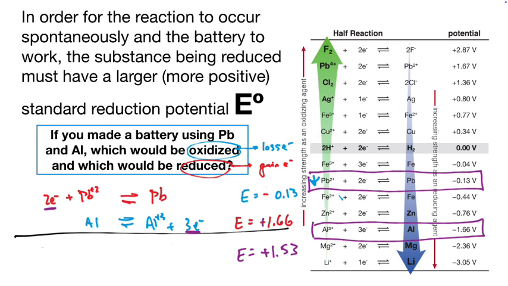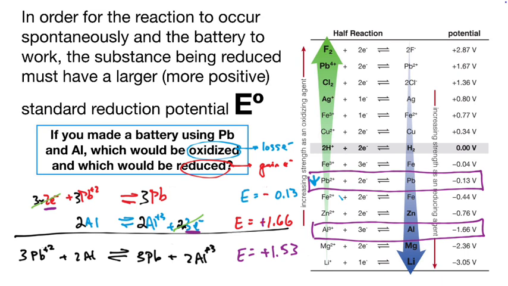Okay. So what do I have to multiply the top equation by to get 6 electrons? 3. Okay, so 3 times 2, there's a 3. What do I multiply the bottom one by? 2. 2 times 3 and 3 times 2 conveniently are the same thing, so those would cancel out. And my overall equation becomes 3 lead ion plus 2 aluminum goes to 3 lead plus 2 aluminum ion. Now I have a proper overall equation for this system.